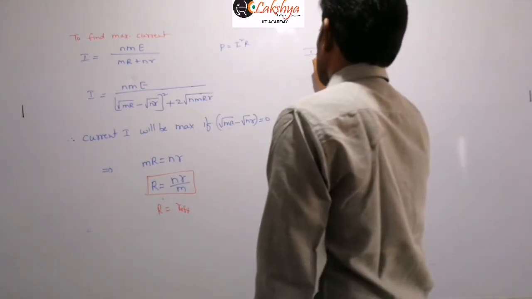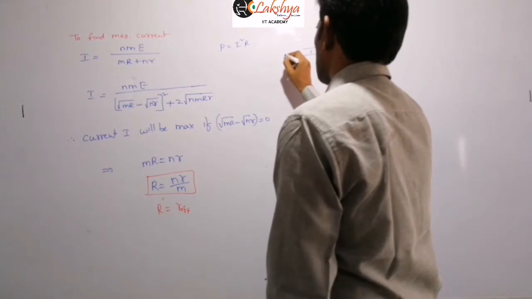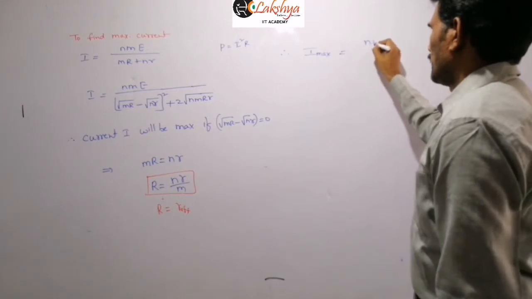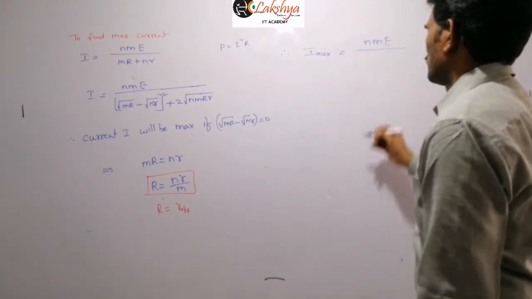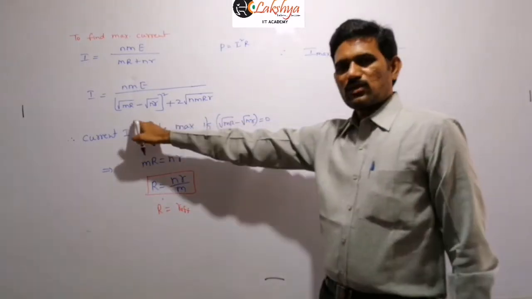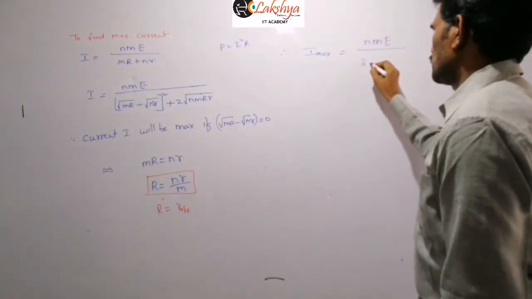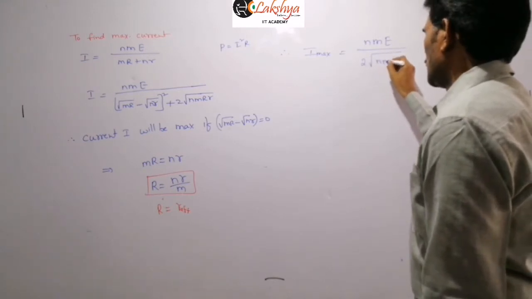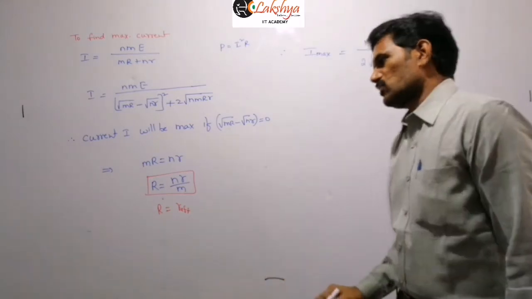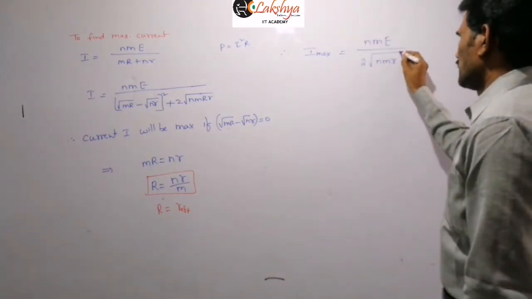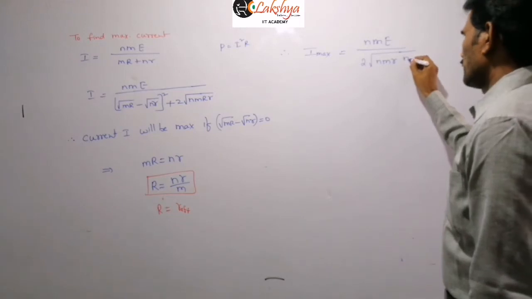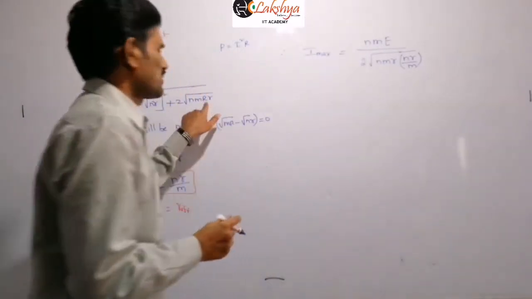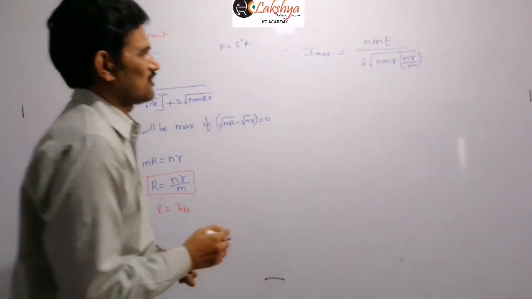Maximum current is there in this expression. Therefore, I maximum is equal to, let us substitute here, NE by, this term will be 0, that is the condition we are taking. So then 2 into under root of N r into R. I am substituting this capital R value, eliminating the capital R value. If you eliminate this capital R value, NR by M I can write. So in this expression I am eliminating capital R by using this equation.